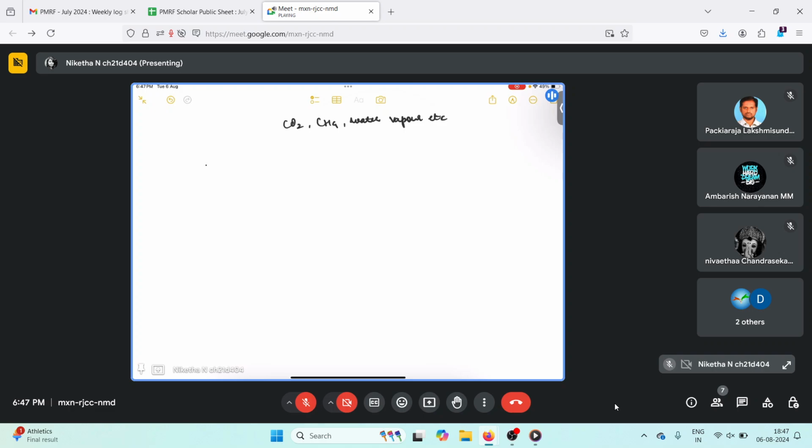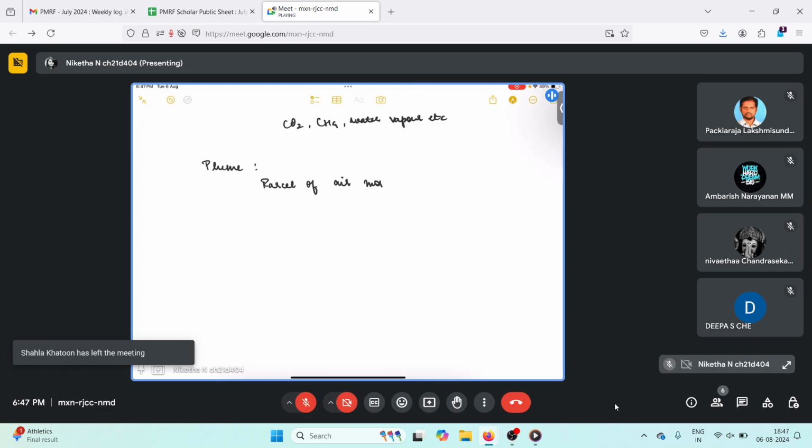Okay, so next coming to air pollution. In this we have a term called a plume. A plume is basically a parcel of air which is moving through the atmosphere.